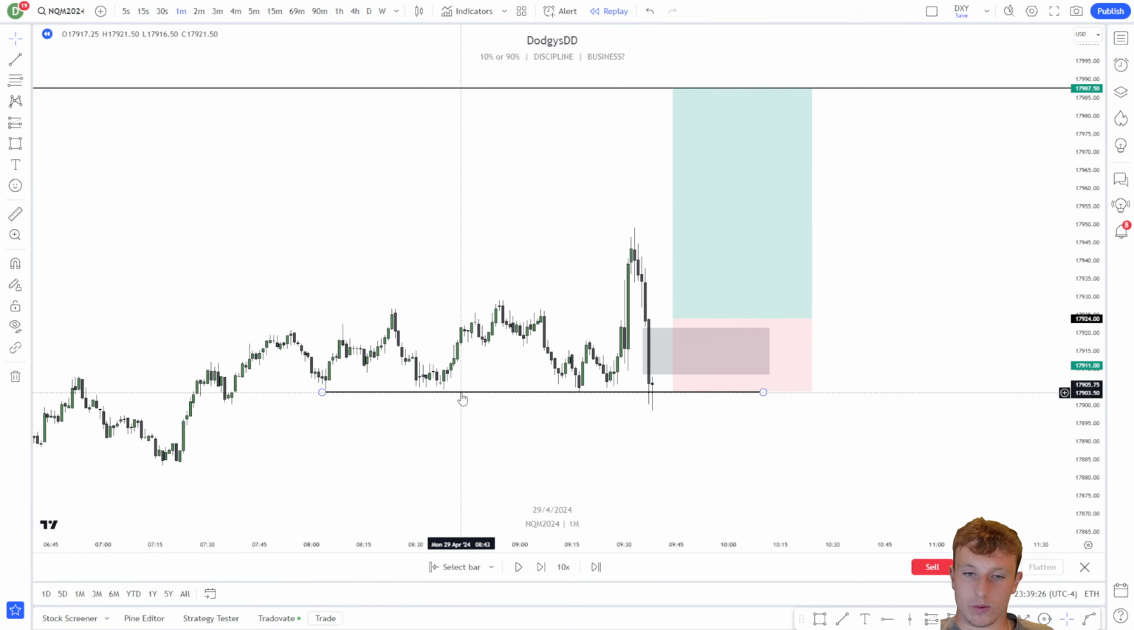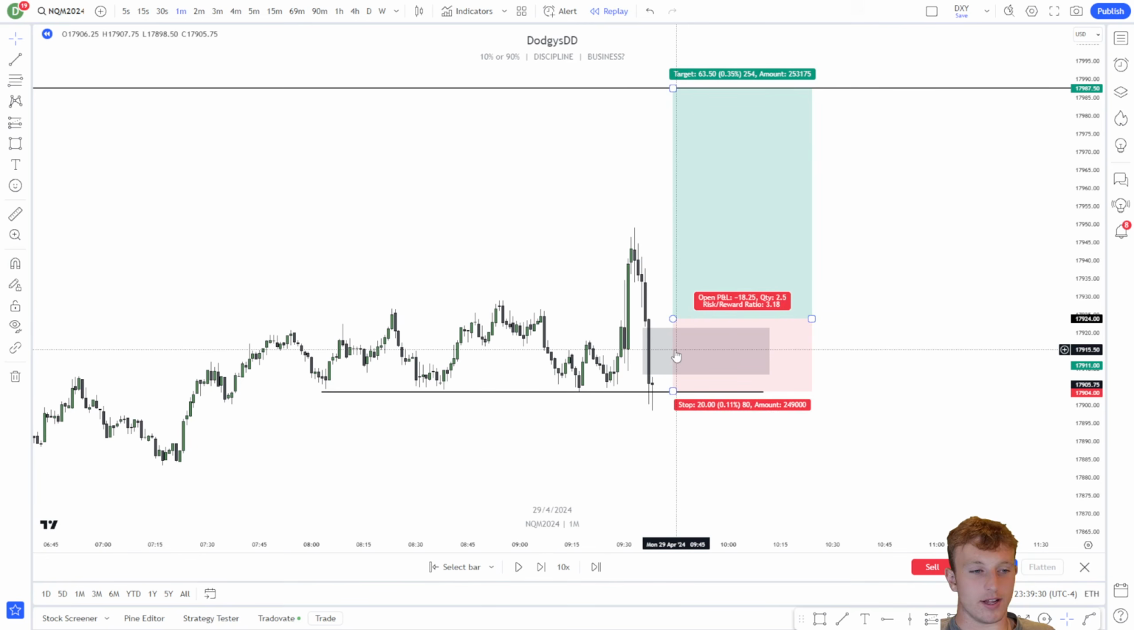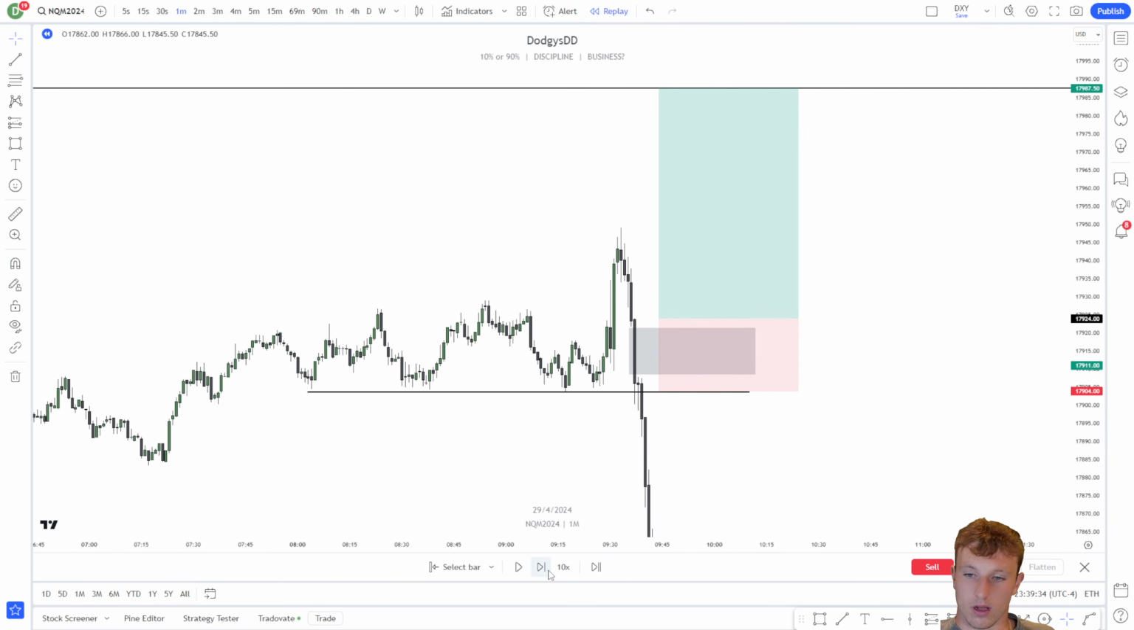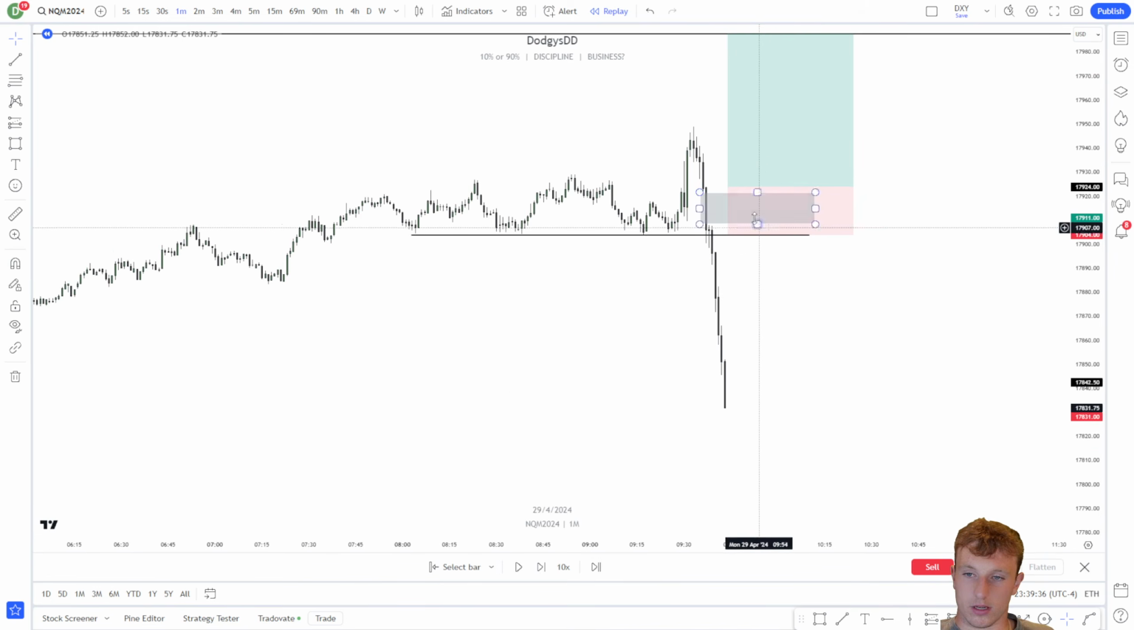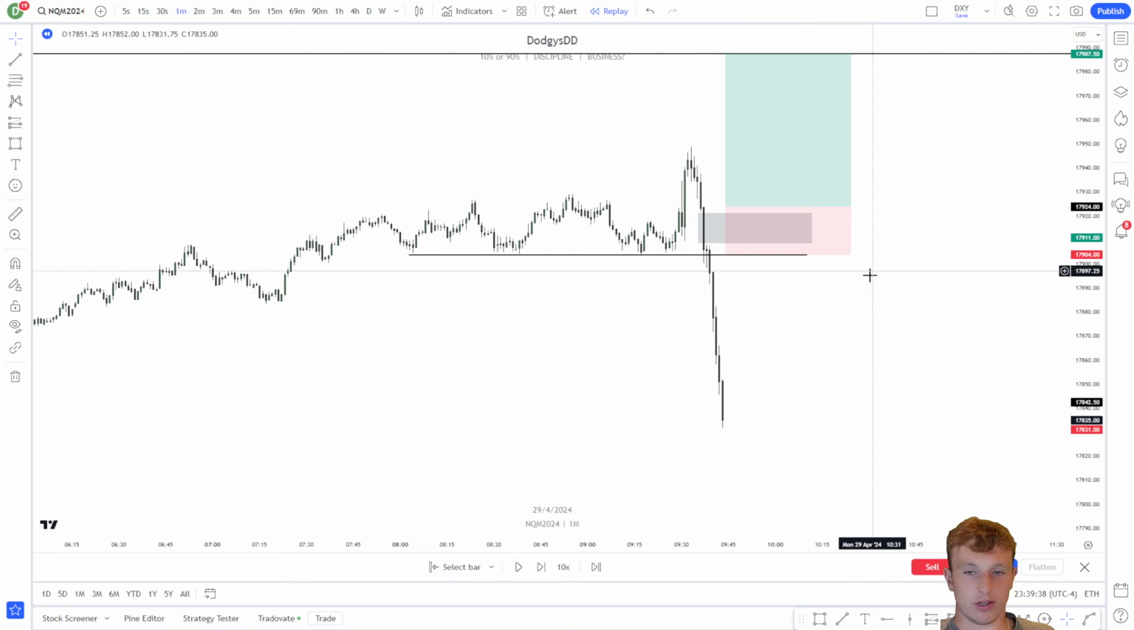But I see a sweep of liquidity. I see we run stops here. Now I'm going to look for an inverse fair value gap, and that's what I look for. Oh, but we never inverse it. So I just don't get my model.